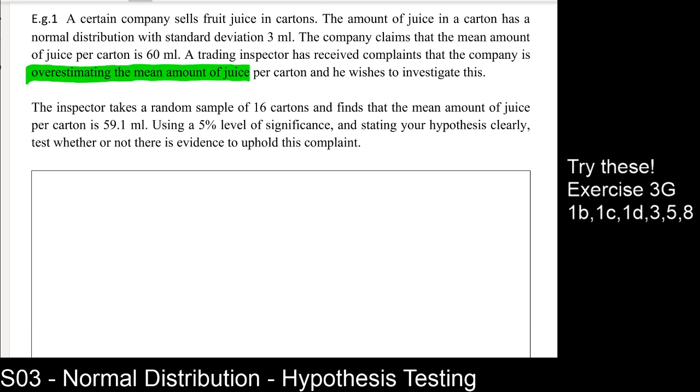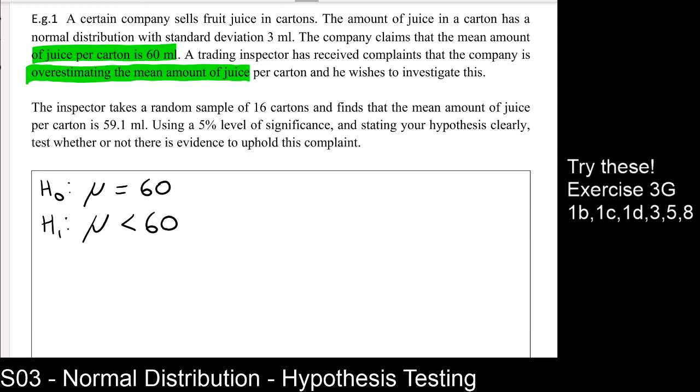So firstly, what we always need to do with normal distribution, when we're doing the hypothesis testing, is we start off by writing what the mean is to begin with. And that's that the amount of juice per carton is 60 millilitres. So we start off by saying the null hypothesis is mu is going to be 60. Then the alternative hypothesis is that because we're overestimating the mean, the mean is going to be less than 60.